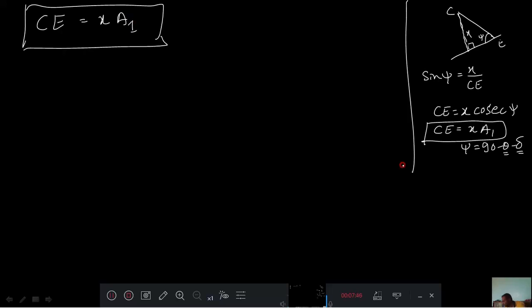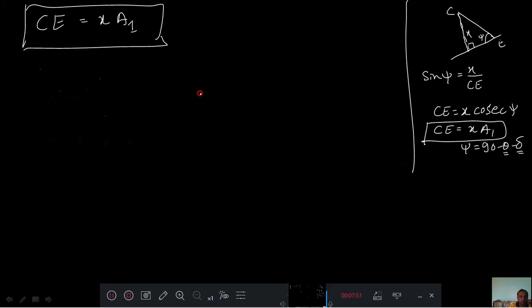Psi is a constant. What is psi? Psi is equal to 90 minus theta minus delta. Here theta is a constant depending on the batter angle, and delta is the wall friction constant. Therefore I can consider CE equal to X into A1. A1 is just a constant I introduced here. So CE equals X into A1.